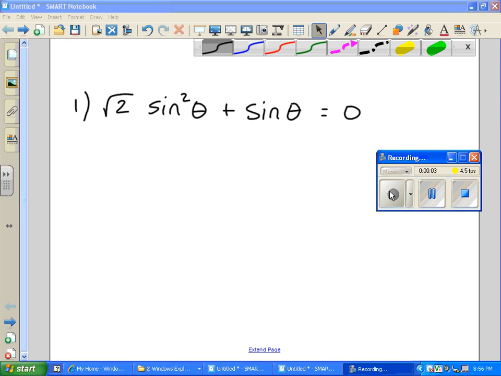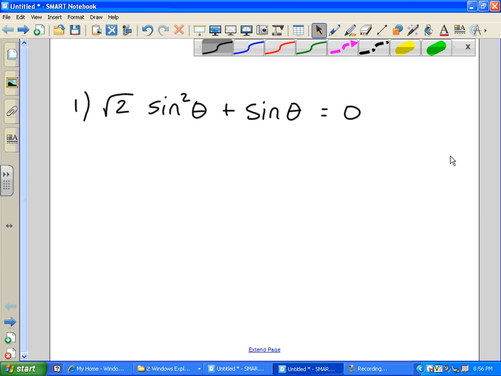Okay, the first thing we're going to do here is run through the first four from the worksheet that you're going to get in a minute, that you had to do over this weekend. What we were looking at were these trig equations where they were in a quadratic form. On the first one, we have a sine squared and a sine, and with that square and that sine, we get this quadratic form.